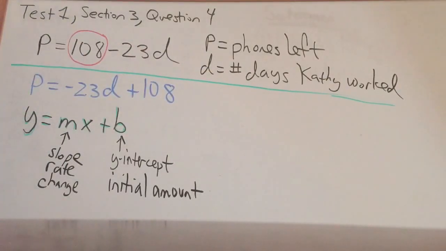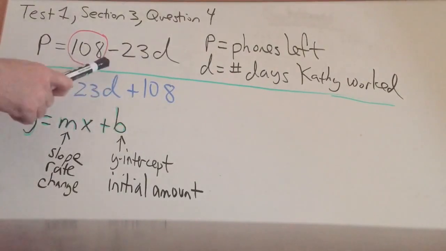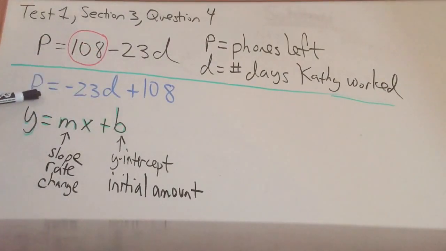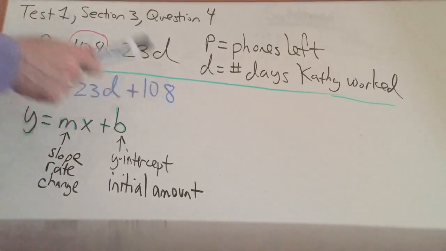Notice that I circled the number 108. Now, if you were paying attention to the theory I talked about before, you would know that this 108 represents an initial amount. Now, be careful, because the way this is written, it's kind of backwards. The variable is over here. So notice below it, I rewrote it as P equals negative 23D plus 108.